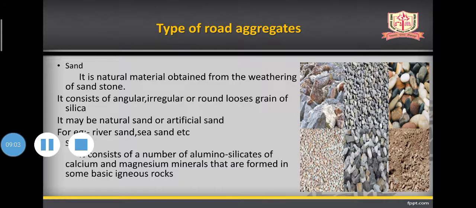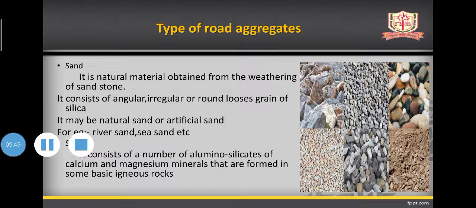Then the next type of road aggregate is sand. This is a natural material obtained from the weathering of sandstone. It consists of angular, irregular, or round loose grains of silicate. It may be natural sand or artificial sand. This type of aggregate is usually formed near coastal areas, like river sand, sea sand, etc. We can see it near a sea or near a river. It is of angular shape, it can be of irregular shape, or it can be a round shape also.